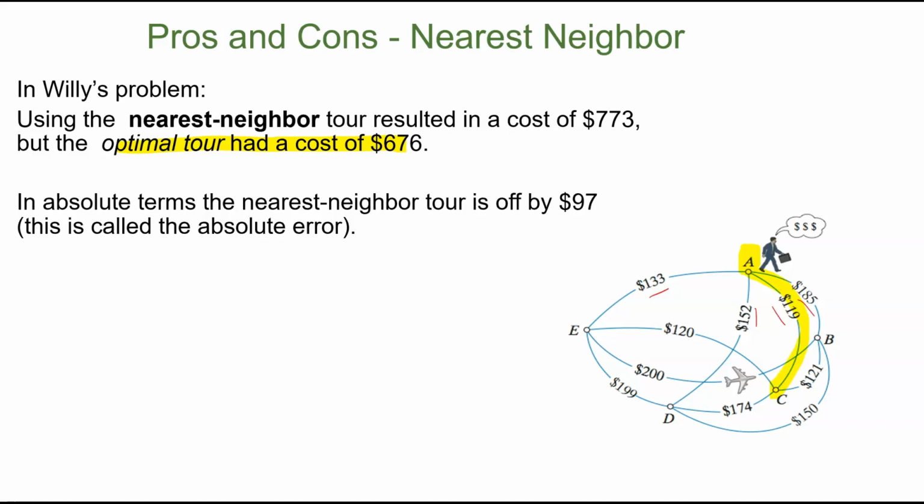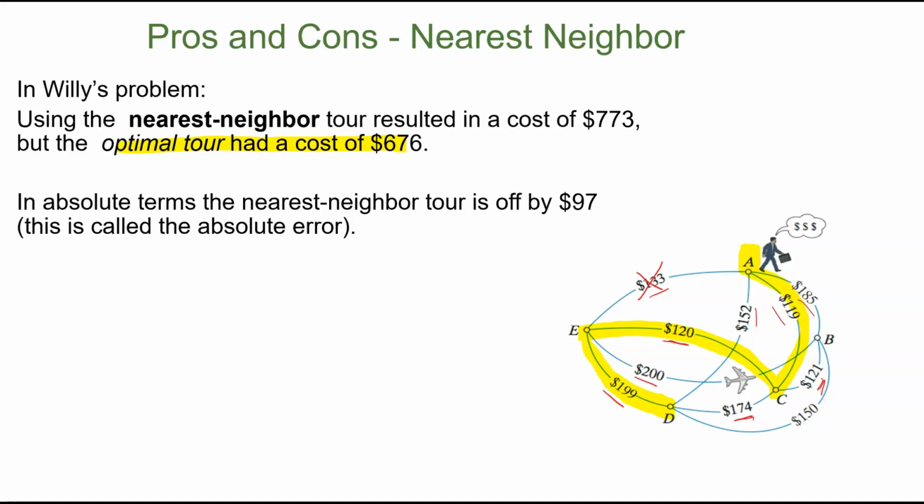So then from there, I look at what are my next options. So I've got 174, 121, 120. So I'm going to pick 120. Now from there, I've got 133, 200, 119. Now you might be thinking 133, but that's going to close my circuit back to the starting point. And so I'm not going to do 133. So the next nearest neighbor is going to be 199.